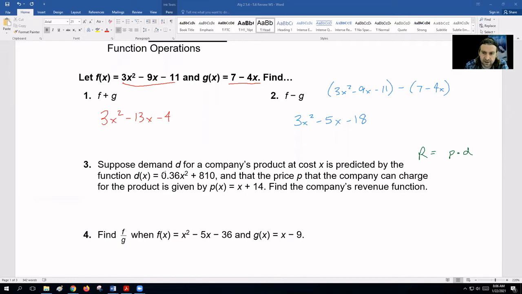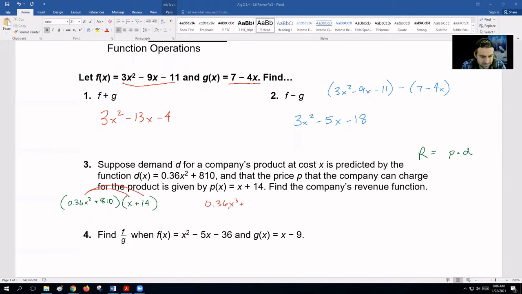So we're going to have to take our function for the demand, which is -0.36x squared plus 810, and times it by the price of x plus 14. What we need to do here is multiply these two together. We'll multiply the 0.36x squared times the x and times the 14. So we get 0.36x cubed plus, all right, I need to grab a calculator out for this.